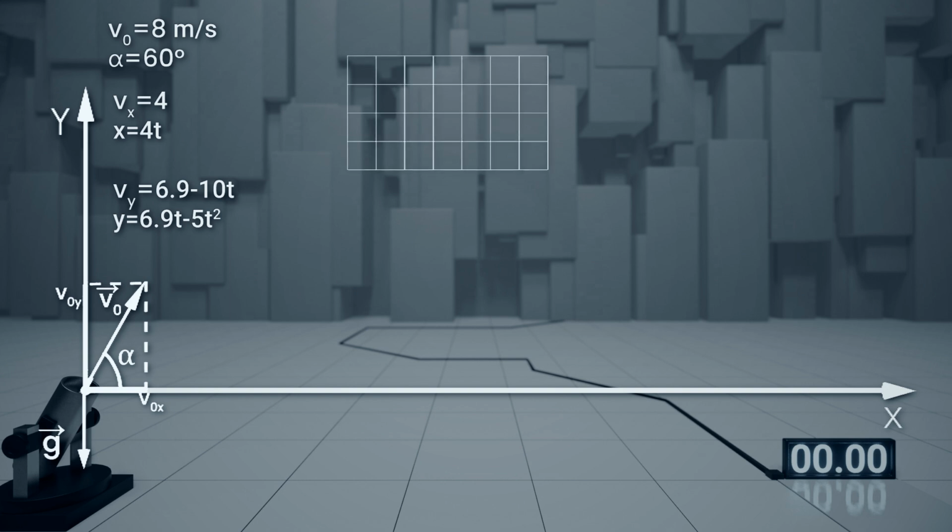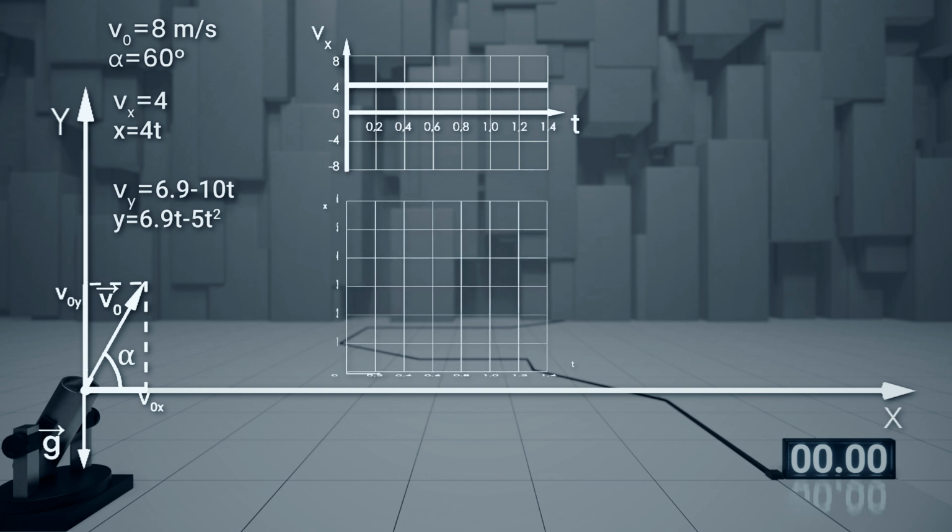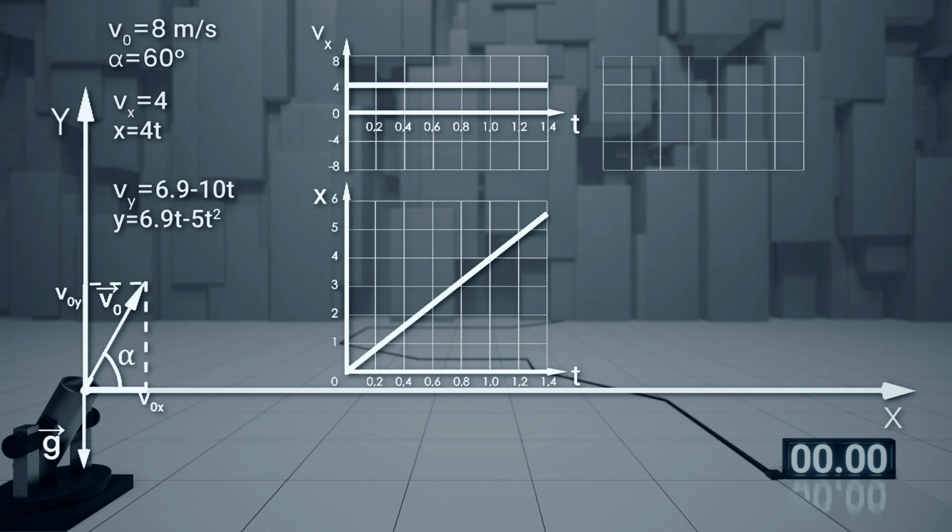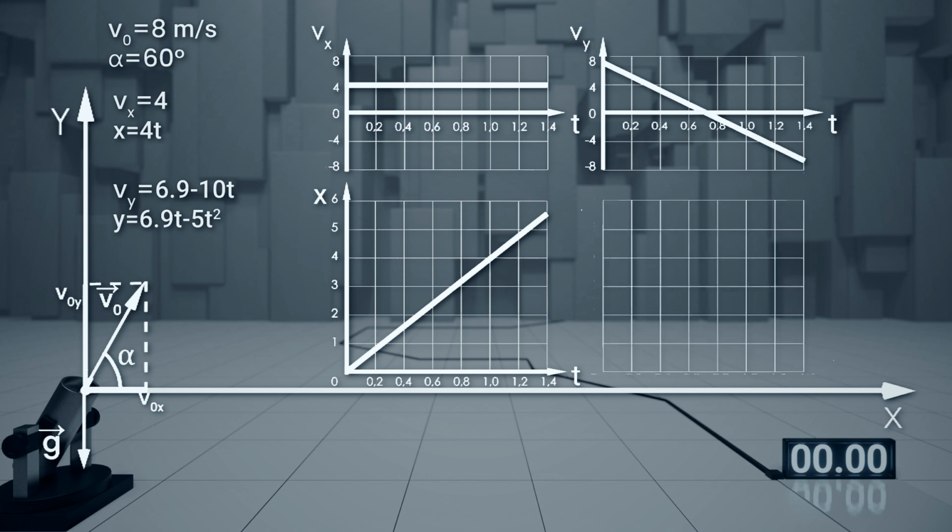Let's represent these functions graphically. The horizontal velocity remains constant, so its graph is a horizontal line. The horizontal coordinate depends linearly on time. The vertical velocity projection decreases linearly over time. The vertical coordinate follows a parabolic curve.